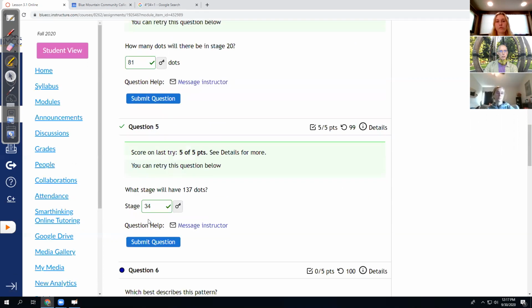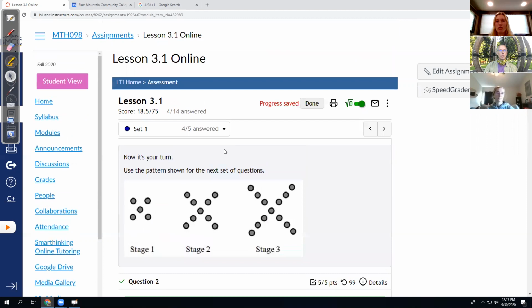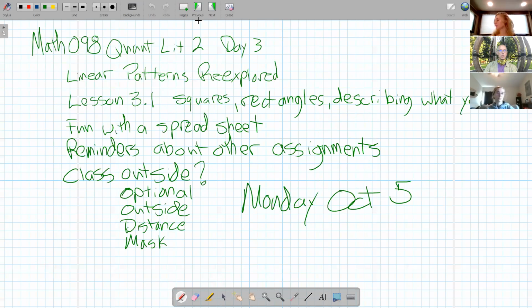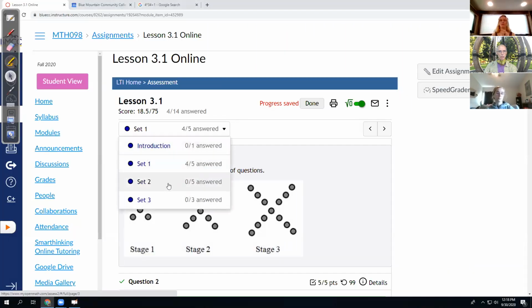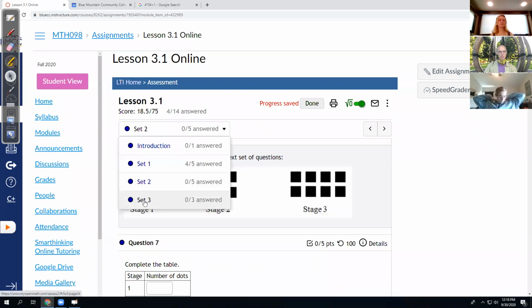All right, so let's move along. What did I have on my list of fun things? Fun with a spreadsheet. Okay, let's do the squares next, and then we'll do fun with a spreadsheet. So that would be question set 2. That's kind of like the one we just did. I'm going to skip that.